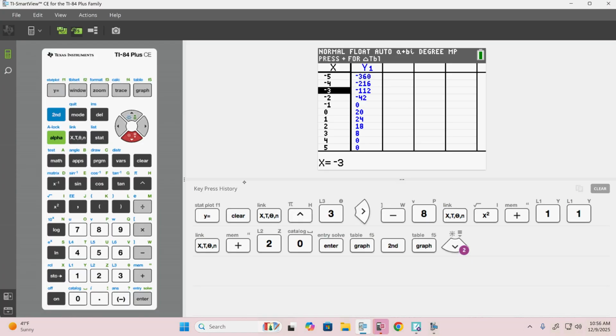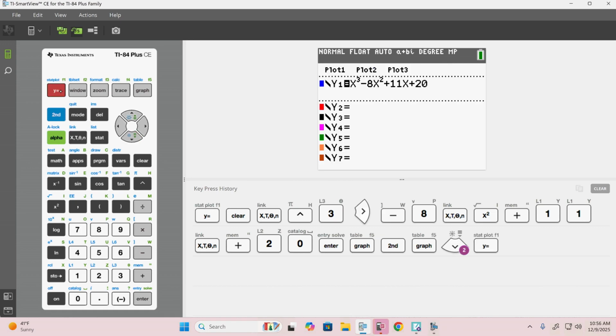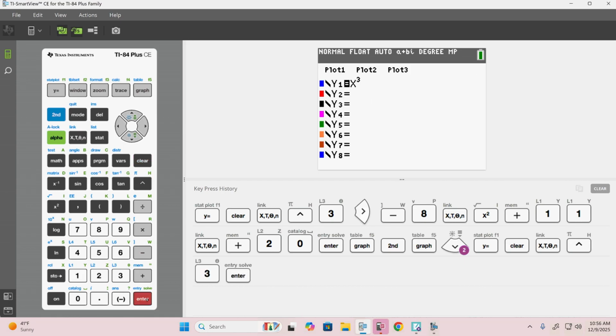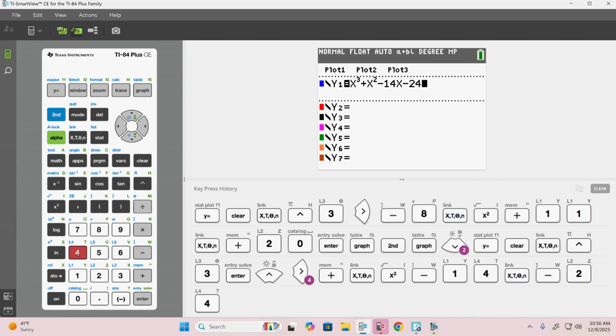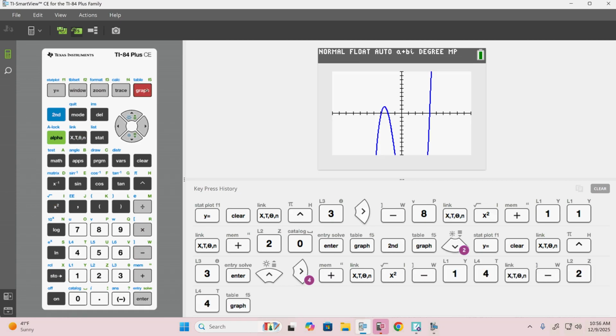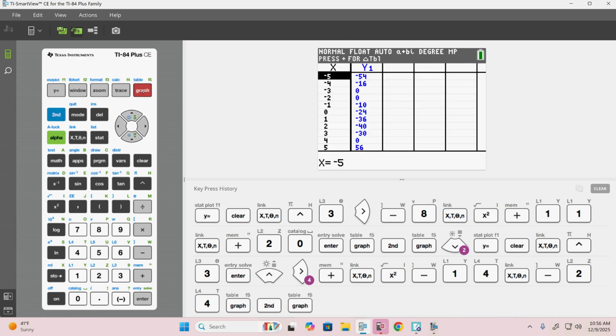Or we can grab the graphing calculator and let it try to give us some help. So what we want to type in is that equation: x to the third, x caret 3 plus x squared minus 14x minus 24. Once we get it typed in, it's going to give us this graph. And we're looking for zeros. We're looking for where it's going to cross the x-axis. And we do see a few places. We see negative 3, negative 2, and 4.